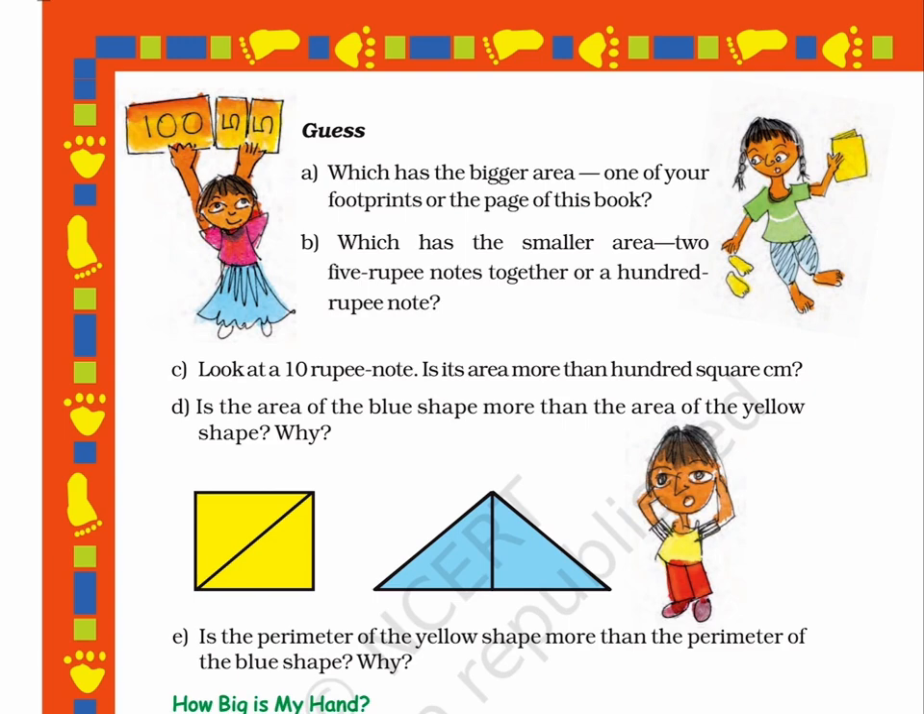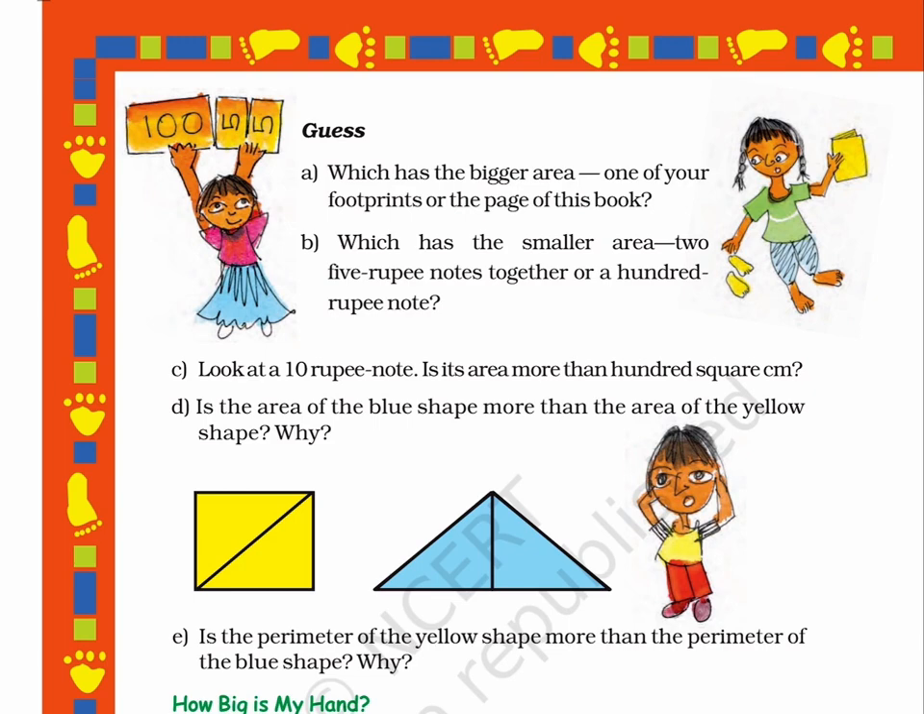C. Look at a 10 rupee note. Is its area more than 100 square centimeters? D. Is the area of the blue shape more than the area of the yellow shape? Why? Below the question we see a blue and a yellow shape.